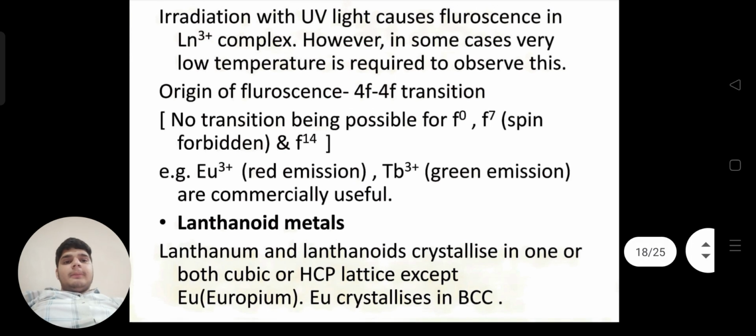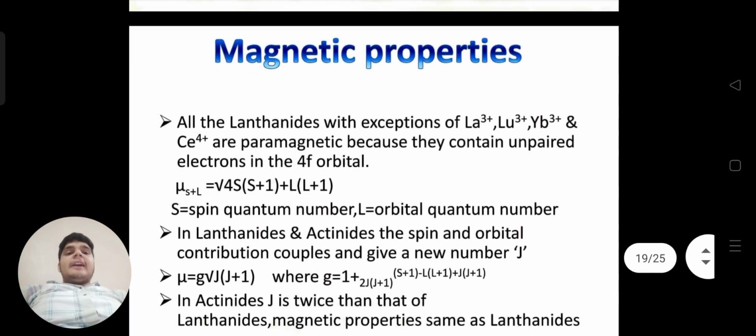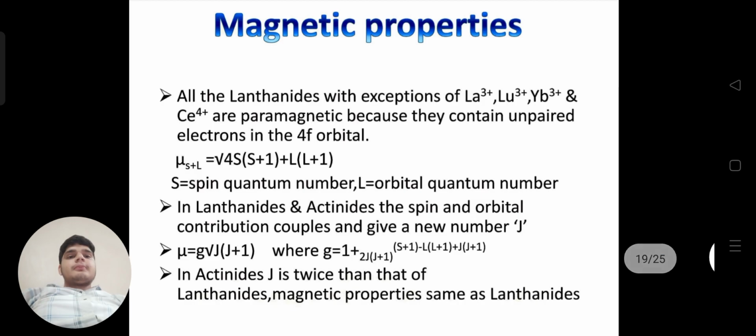Lanthanoid metals. Lanthanum and the lanthanoids crystallize in one or both of the cubic or HCP lattices, except europium. Eu, that is europium, crystallizes in BCC. Magnetic properties: all the lanthanides, with the exception of lanthanum, lutetium, ytterbium and cerium 4+, are paramagnetic because they contain unpaired electrons in the 4f orbitals.